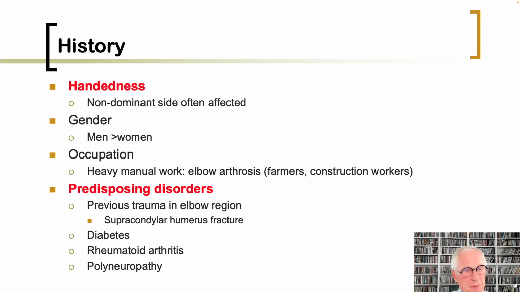The diagnosis. Of course, history is very important. We need to know the handedness, because we know that the non-dominant side is more often affected, men more than women. Occupation: heavy manual work will result in elbow arthrosis, farmers, construction workers. And we have predisposing factors if we have pre-trauma in the elbow region, in particular supracondylar humerus fracture, diabetes, rheumatoid arthritis, polyneuropathy.